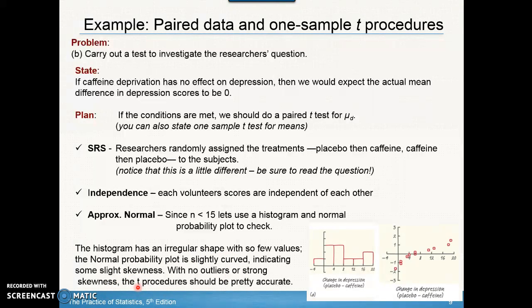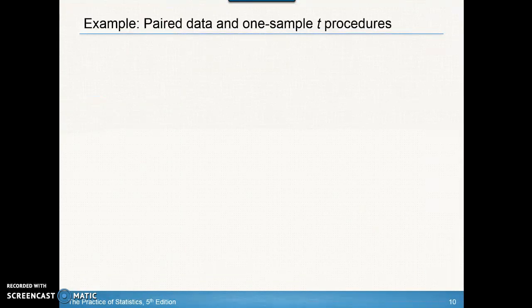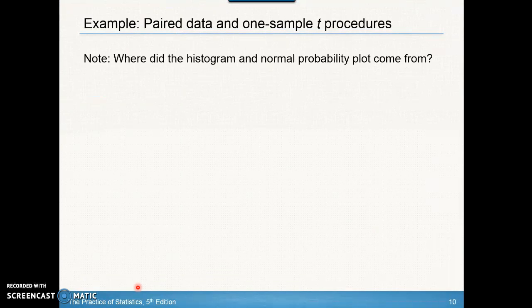When I say that the t procedures are pretty robust, it means that, remember, your t curve has more values in the tail, so it's going to capture the true mean or proportion most of the time. Okay, so let's see what this looks like. Where did the histogram and normal probability plot come from? So we had that graph. Which one did we use? Did we use the placebo? Did we use the caffeine?